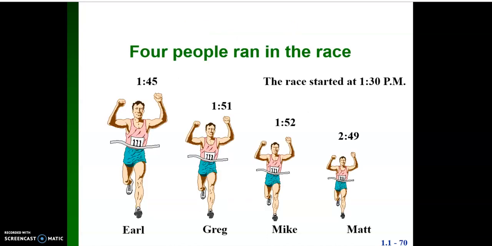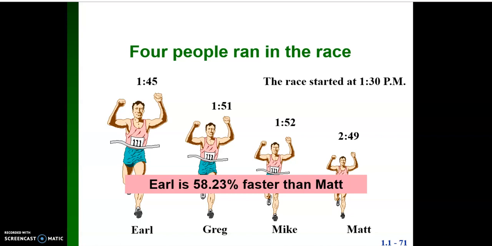The same example. This time we can talk about the starting time. If you know the starting time, of course we can talk about how fast, what's the percentage difference between two players, right? When we talk about the starting time and the end time, that will go under the ratio level of measurement. E is 58.23% faster than M. So that will go under the ratio level of measurement.